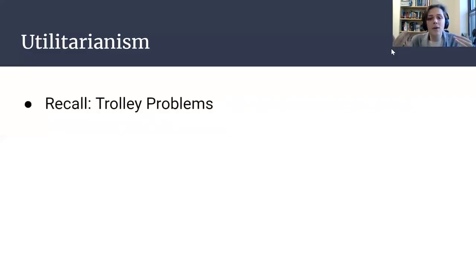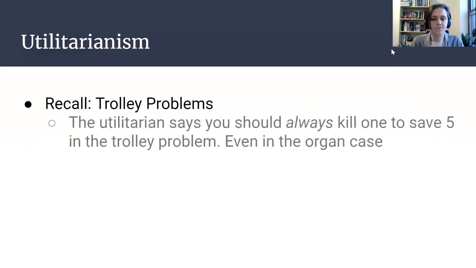So, how does that apply to the trolley problems? We talked last week about the trolley problems, and what the Kantian says about it in deontology and consequentialism. And the utilitarian, like many consequentialists, thinks that you should always kill the one to save five in the trolley problem.